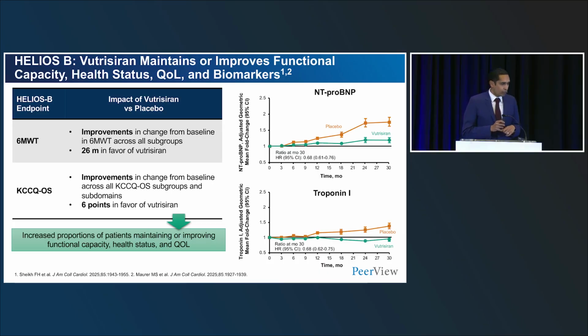Those function and feel endpoints all again favored vutrisiran in terms of 6-minute walk time as well as KCCQ and quality of life, less worsening of the NT-proBNP, and stabilization of troponin as well.